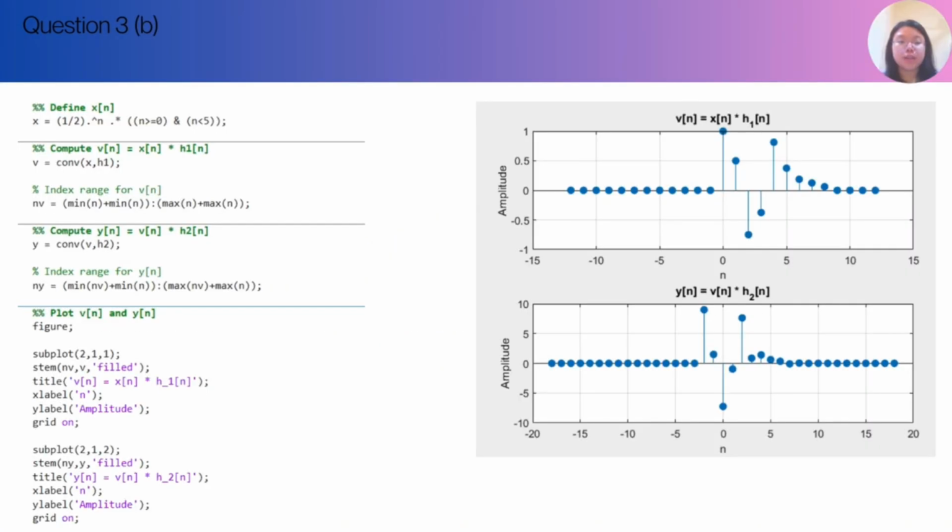Here, we connect h1 first followed by h2. The input x[n] goes into h1, producing an intermediate signal v[n]. This is calculated using convolution, v[n] equals x[n] times h1[n]. Then v[n] becomes the input to h2, producing the final output y[n] equals v[n] times h2[n]. In the code, we use MATLAB's built-in convolution function, then carefully compute the corresponding index vectors. Finally, we plot both v[n] and y[n] using subplot.